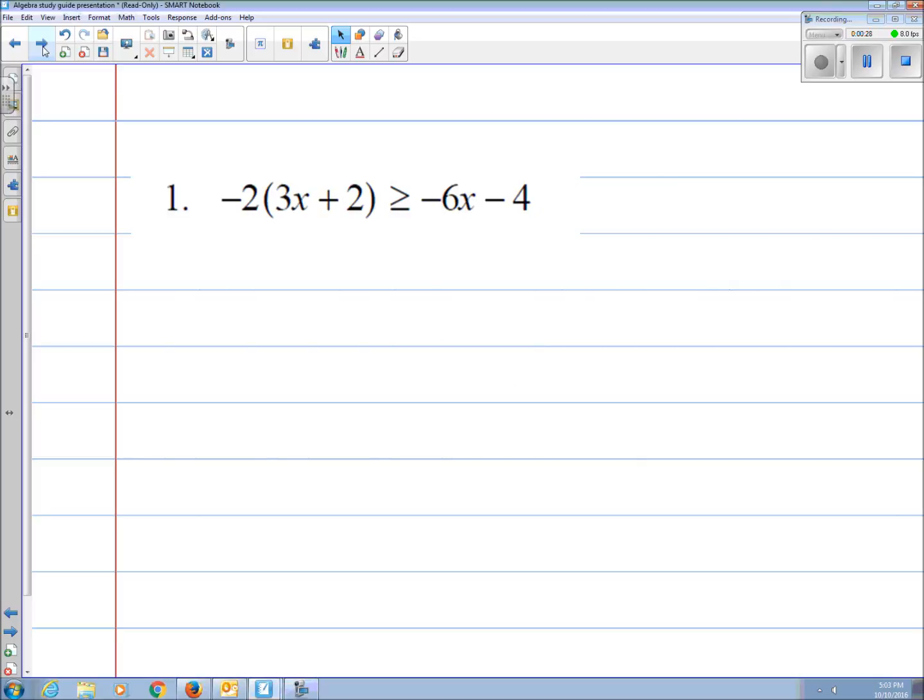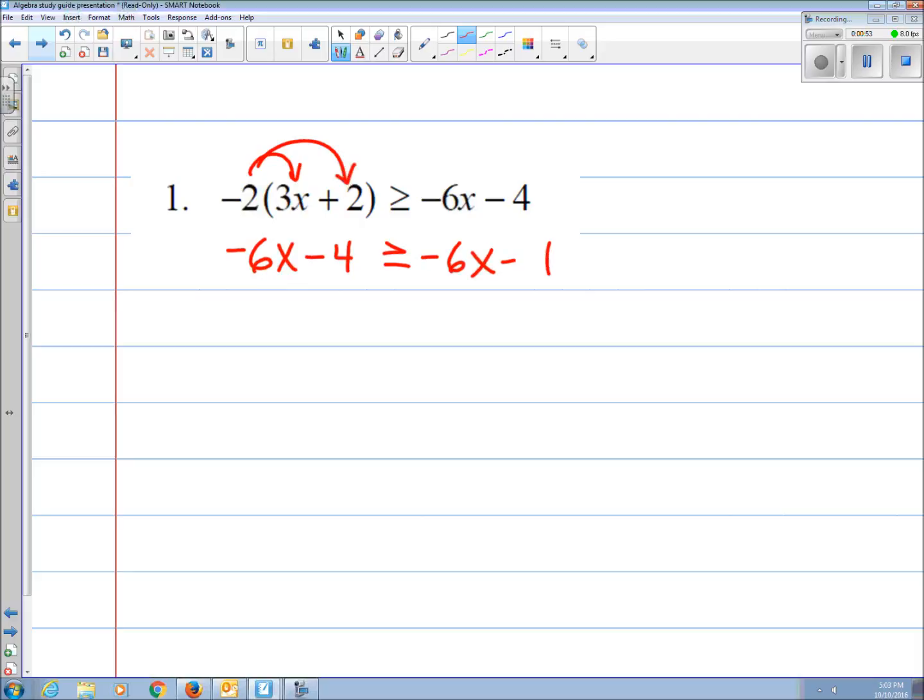So number one on the study guide, we have negative 2 times 3x plus 2 is greater than or equal to negative 6x minus 4. We just want to solve this for x. So we'll start by using the distributive property. So multiplying the thing on the outside by everything on the inside, we should get negative 6x minus 4 is greater than or equal to negative 6x minus 4.